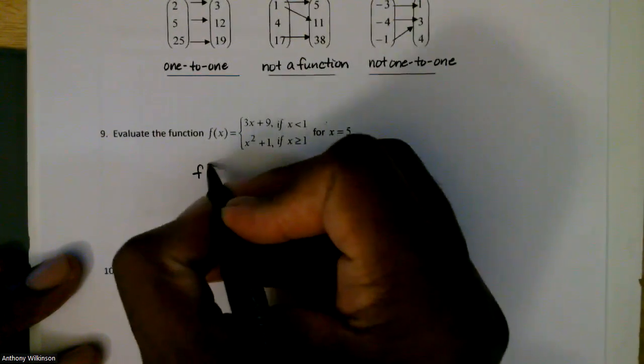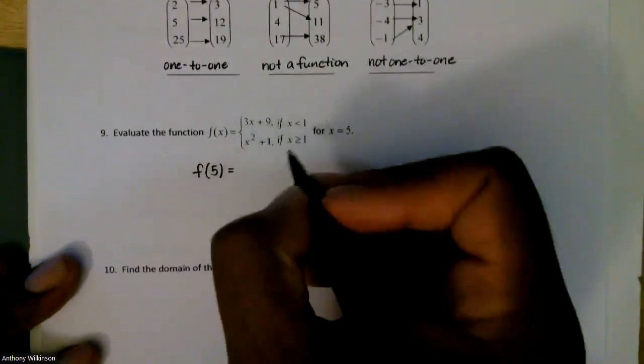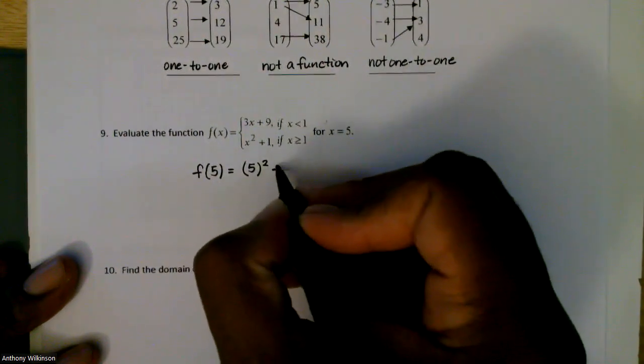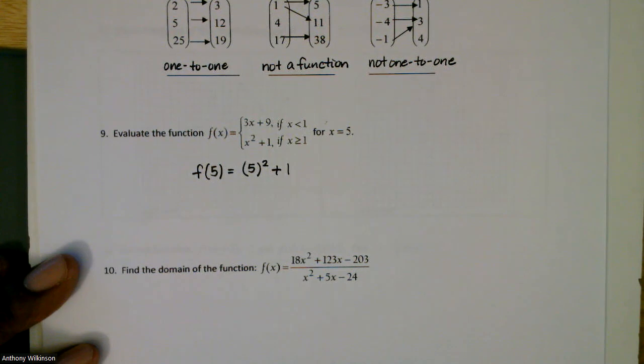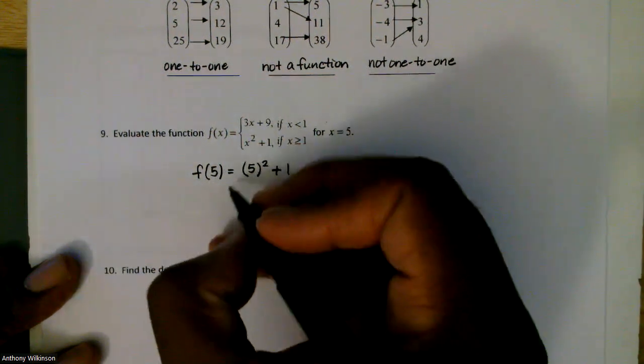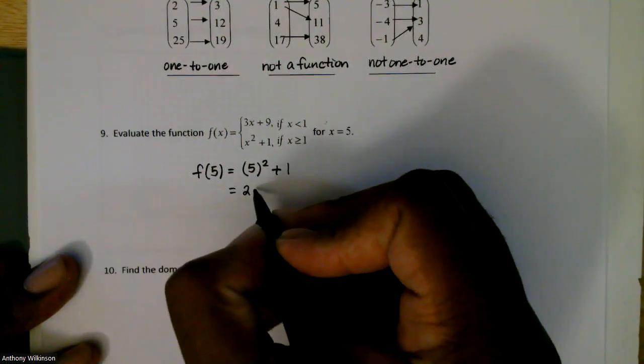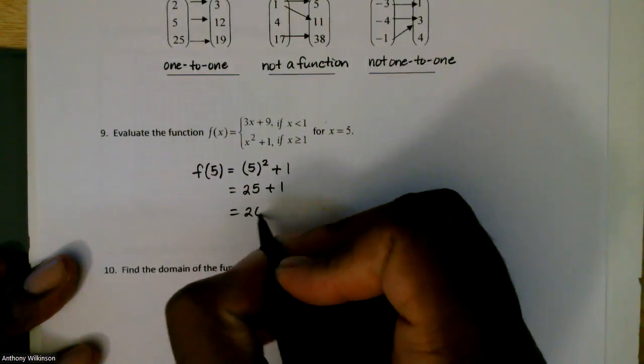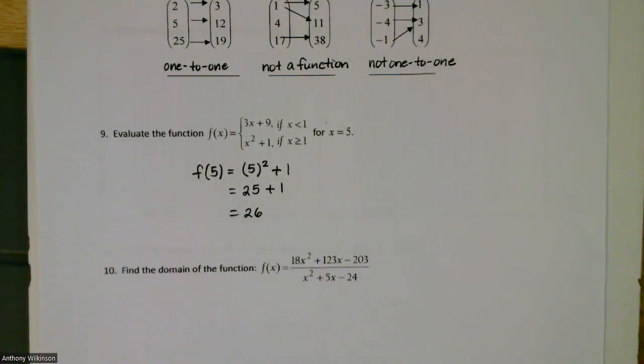So f of 5 would be this. I use x squared plus 1 by substituting the x with 5. So it'd be 5 squared plus 1. Square the 5, which is 5 times 5, that's going to be 25. And 25 plus 1 would be 26. So the value of this piecewise function when x is equal to 5 will be 26. Okay, f of 5 is going to be 26.